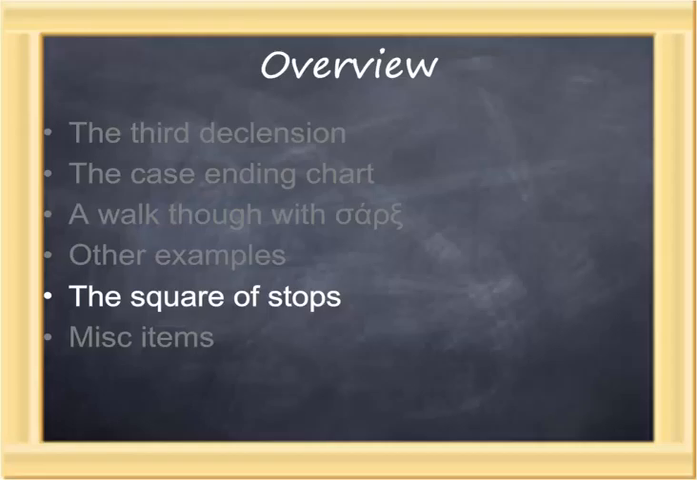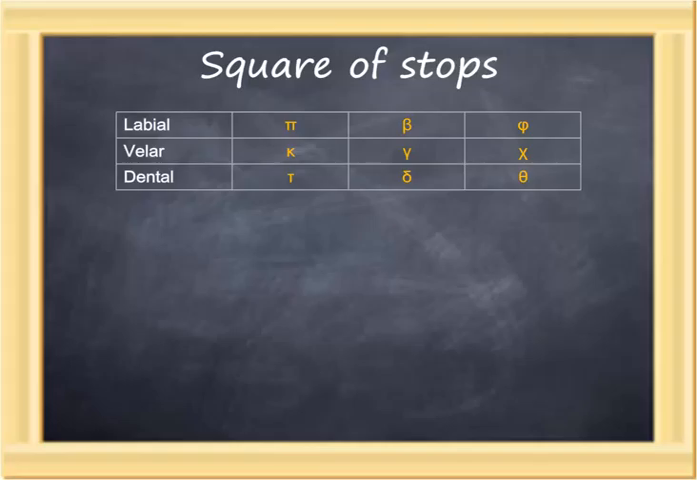I have mentioned the square of stops twice before in explaining why a nominative or a dative looks the way it does. It's now time to talk about that in more detail. There are certain letters which interrupt the flow of air through the mouth when one speaks those letters. Sometimes that flow of air is interrupted with the lips. The lips close down and the flow of air is briefly stopped, as in pi, beta, and phi. In all three cases, the lips interrupt the flow of air.